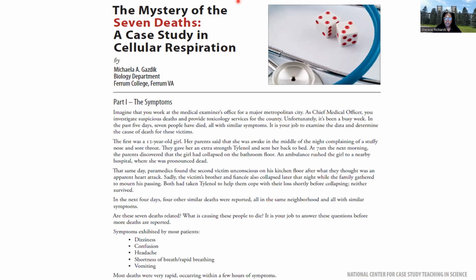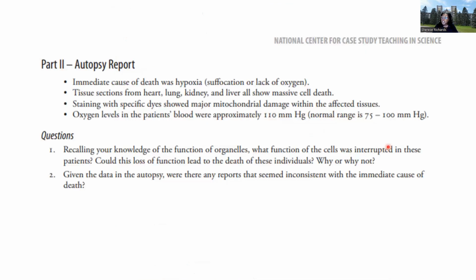Some of the reporting symptoms are dizziness, confusion, headache, shortness of breath or rapid breathing, and then vomiting, okay? So very suspicious circumstances, very suspicious events. And we're seeing sort of a trend of all of these patients having taken the same Tylenol, okay? So that's kind of the backstory that we are looking at here. Now, most of the deaths were very rapid, occurring within a few hours of these initial symptoms. Okay. All right, any questions on that first part?